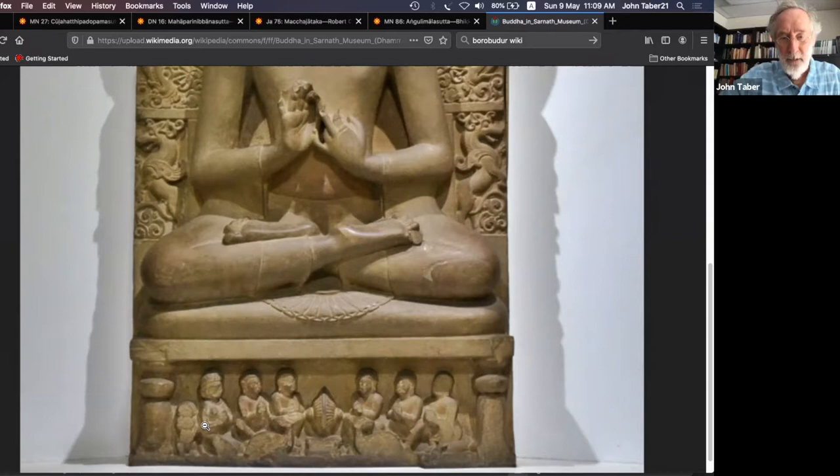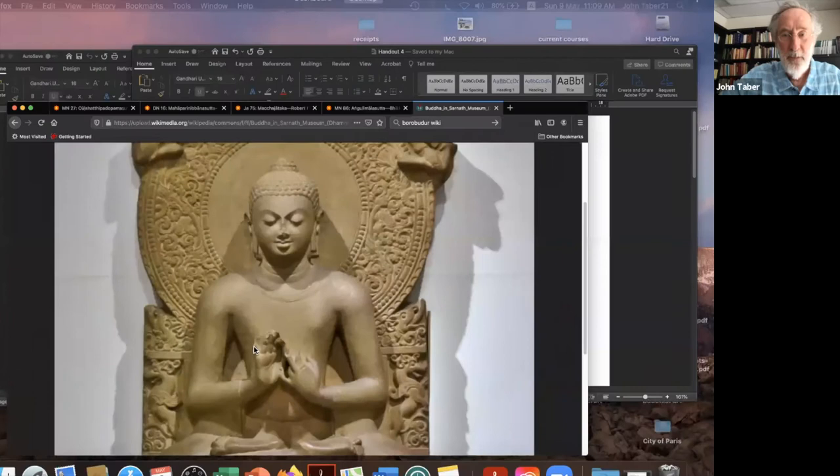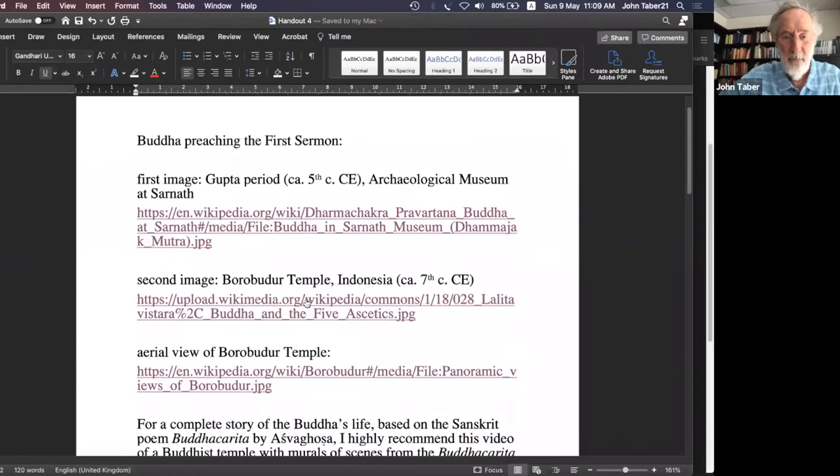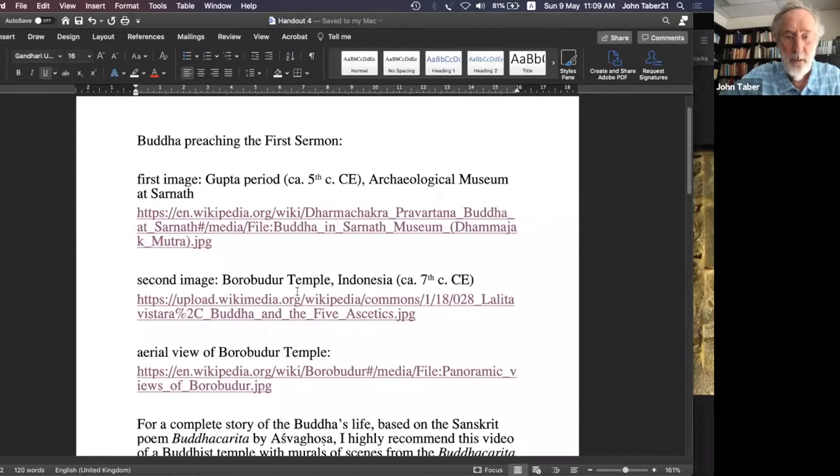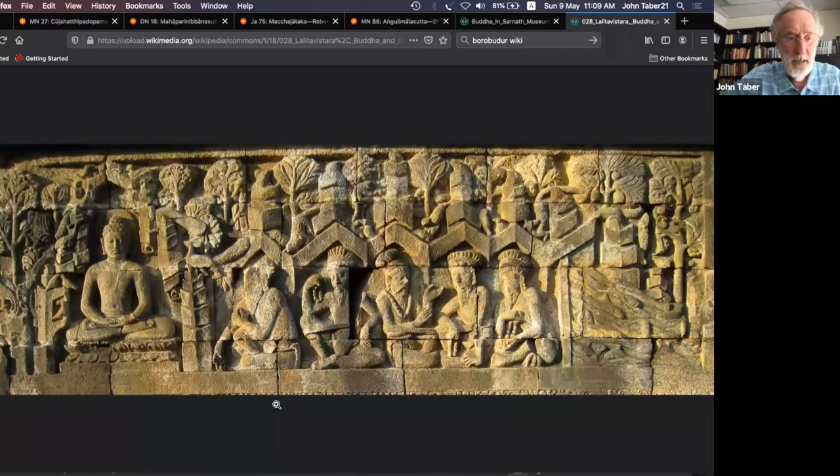So this is one image I wanted to show of the first sermon. There's another, a little bit later one, from Indonesia, from the famous temple of Borobudur, spelled B-O-R-O-B-U-D-U-R, 7th century AD, and here you see the Buddha. Interesting, this mudra shows him meditating, not actually preaching. So he's meditating before he begins to preach. And these are the five ascetics, his five friends with whom he practiced asceticism, who were the audience for the first sermon.